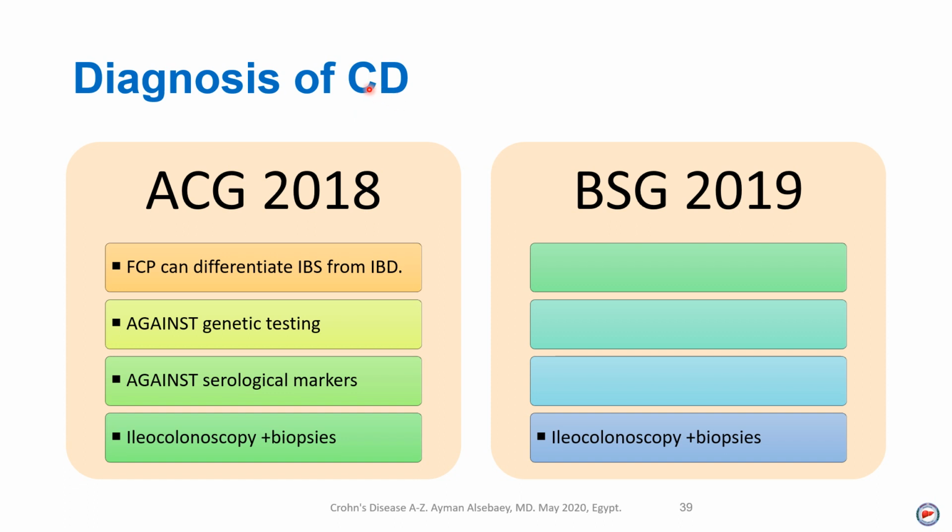Number one, the diagnosis of Crohn's disease. The ECCO has recommended the following. Number one, fecal calprotectin can differentiate IBS, irritable bowel syndrome, from IBD. This is the first guideline which used fecal calprotectin. It is against genetic testing. Okay, don't do genetic study to diagnose Crohn's disease. But of course, if the PROSPECT program used for stratification is used worldwide, we will need to do genetic testing.